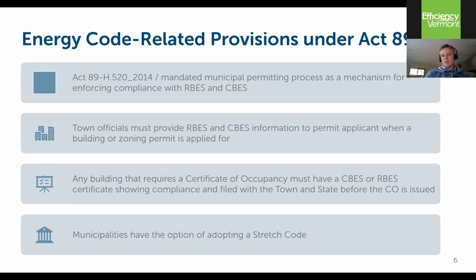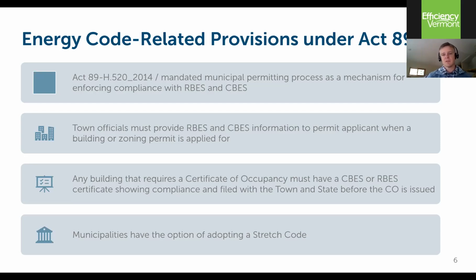So another component that came into play in regard to the codes was a piece of legislation passed, I think about six to eight years ago now, called Act 89. Act 89 was a bill that covered a lot of different things, but there was a component to it that addressed the residential and commercial building energy codes. So it basically put a little bit more of a connection between the local permitting process and the reporting and compliance documentation side of things with the codes.